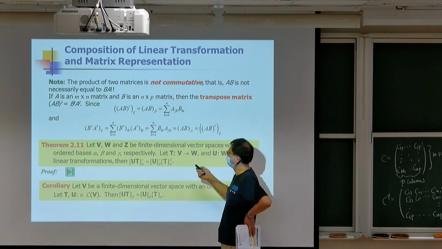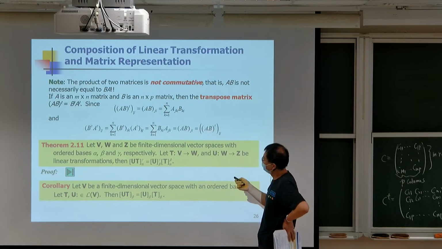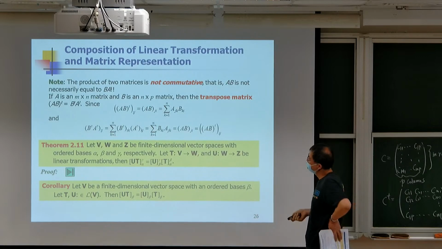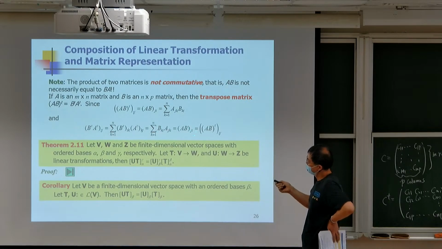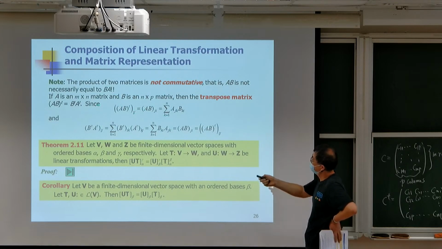So I have bki times ajk, and then we reverse the order. We have ajk times bki, from k equals 1 to n. So then I have the ji element of A times B, which will be equal to this one.